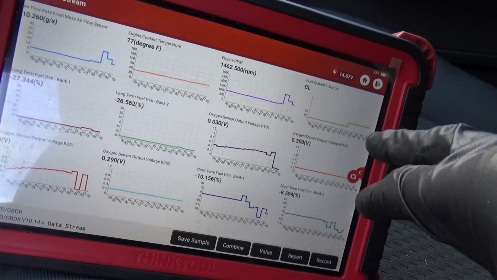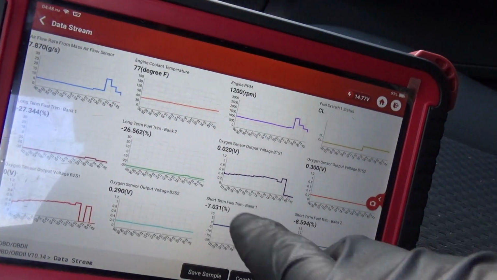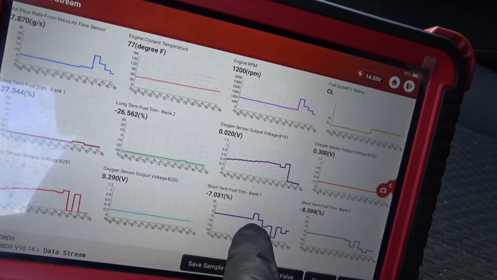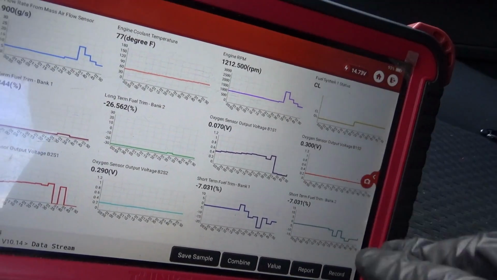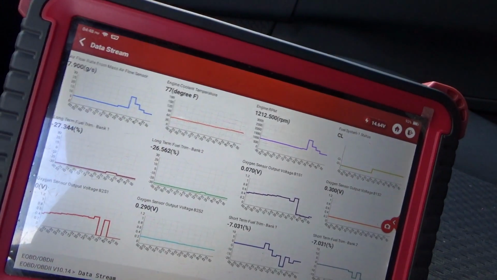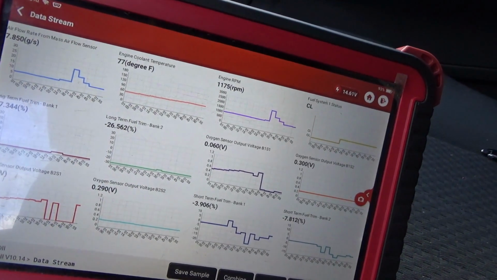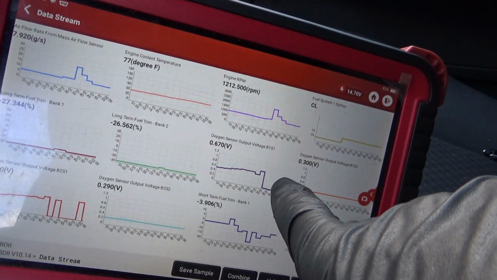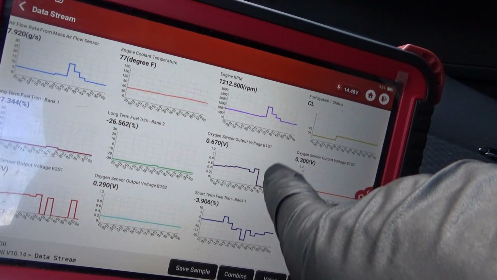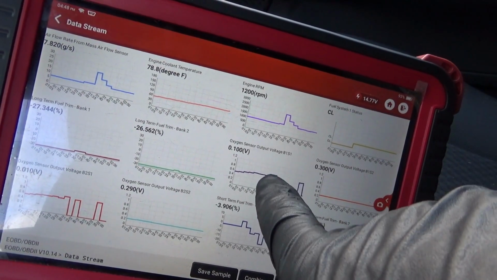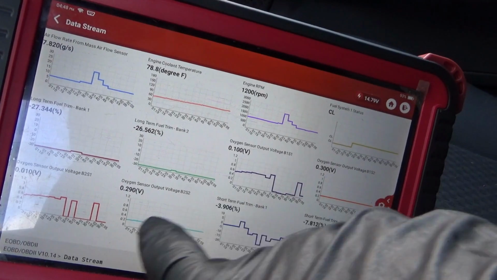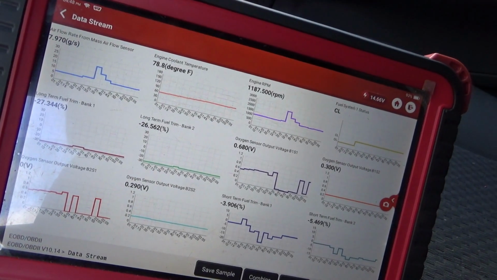Alright, we're in closed loop now. Minus 26, minus 27, minus 7, and minus 8. So the whole engine is definitely rich. So that looks like it's switching, even though the data refresh rate is very slow. Bank 1 sensor 1, Bank 2 sensor 1. Focus on those.